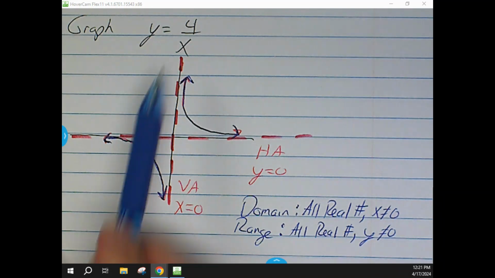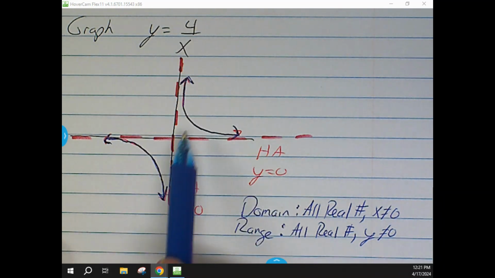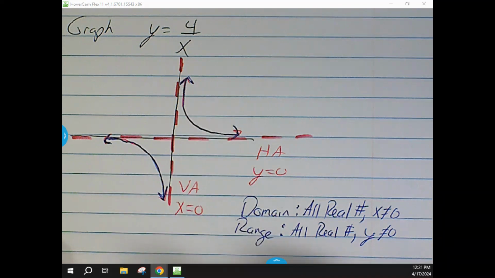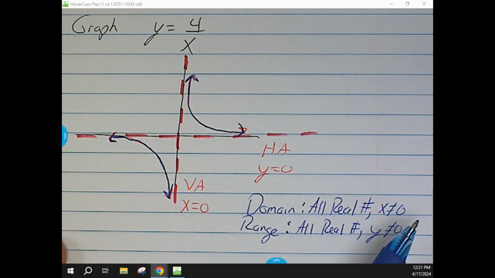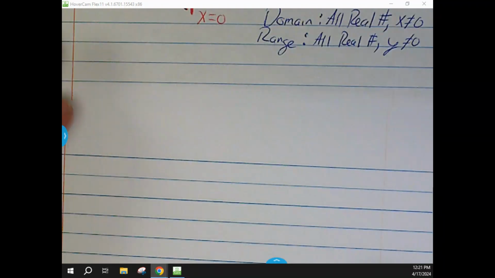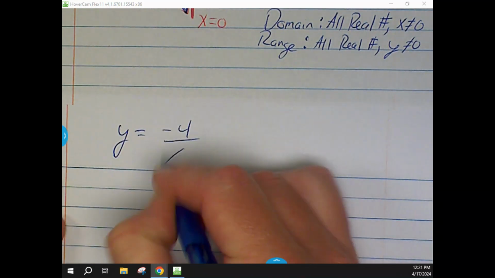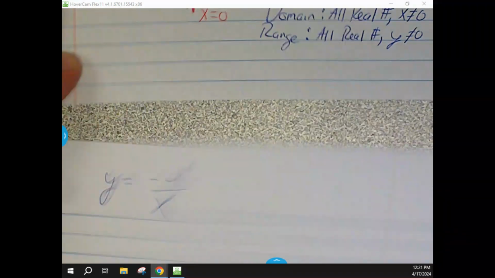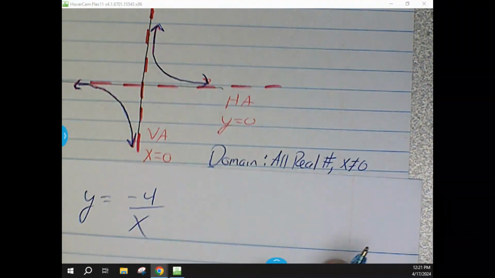Okay, so as long as this top number is positive, it's always here and here. If we took that exact same graph, but made it -4, again, you can just do a quick sketch on this one. We don't have to get super fancy. If that was -4 over x, it's the exact same graph, but instead of being here and here, it's going to be in the other two corners.